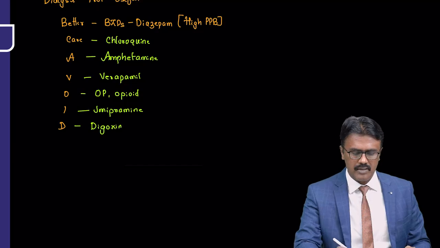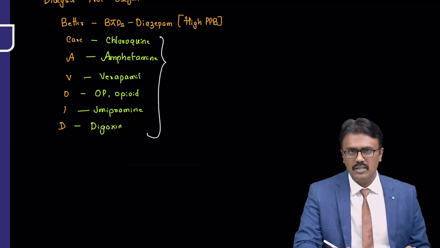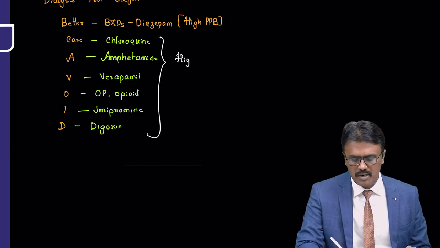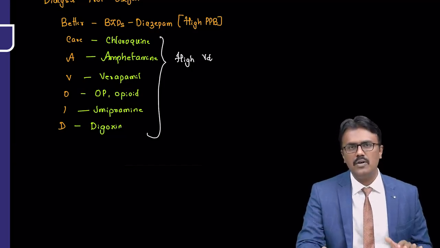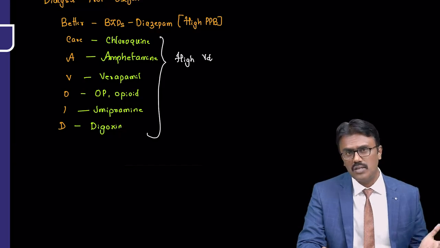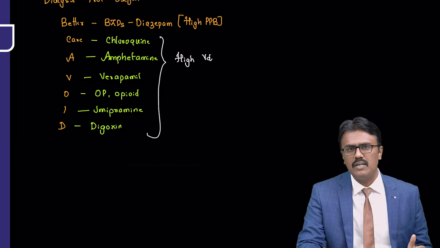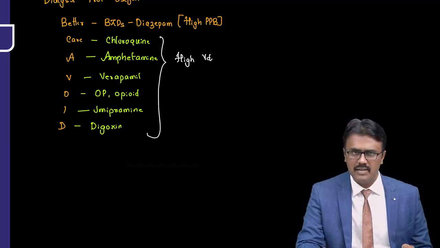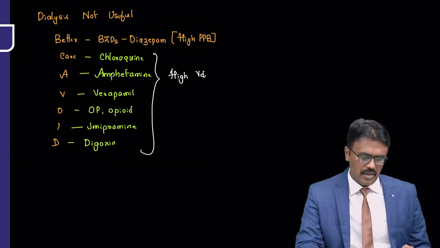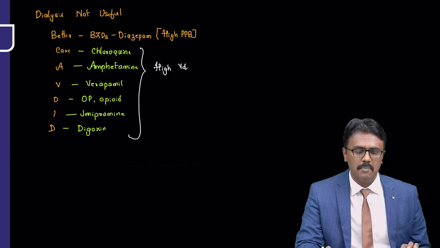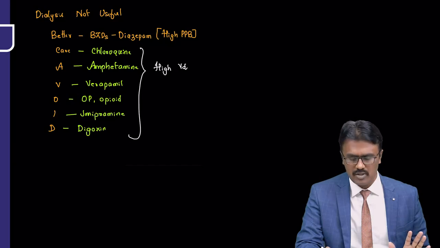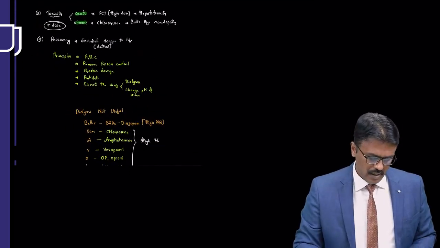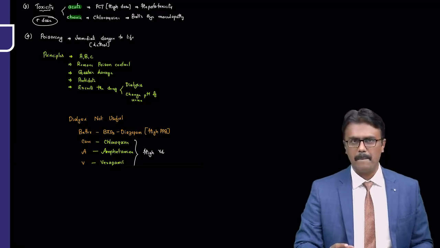Now why we cannot do dialysis in this poisoning? Because all these drugs what we have mentioned, if I want to correlate with general pharma, they have high volume of distribution. That means they don't stay in the blood vessel and they stay outside the blood vessel, and if they stay outside the blood vessel, it's very difficult to remove them by dialysis. So dialysis is not useful in this poisoning. Better care, avoid: benzodiazepine, chloroquine, amphetamine, verapamil, OP, opioid, imipramine, and digoxin. So we understood toxicity, we understood poisoning.